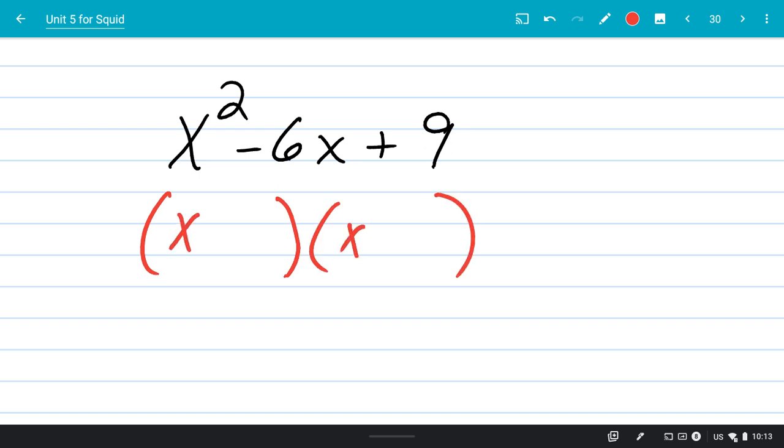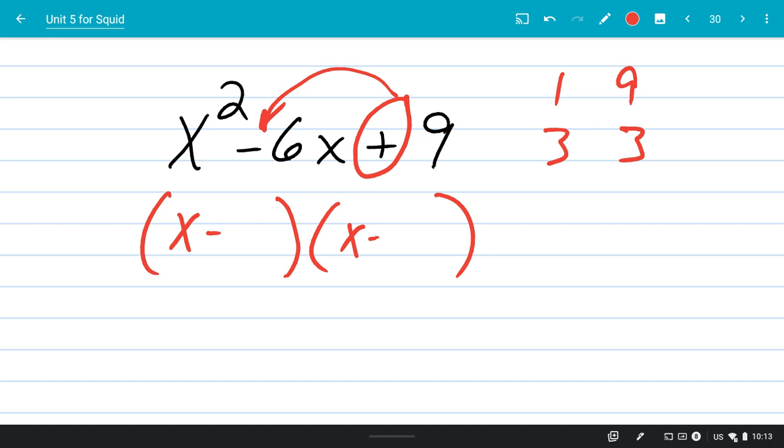X in each. Signs are same, both negative. Negative and a negative. Factors of 9: 1 times 9, 3 times 3. Any of those come together to give me a 6? 3 and 3. Does it matter where they go? No, because they're exactly the same. Cool? And that's it.